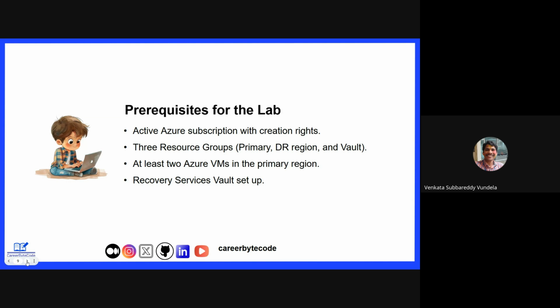Yes. In order to implement this scenario, we have some prerequisites. The first one is an active subscription with the minimum proper rights to create the virtual machines and the virtual network, so that we can set up the environment. Then we'll have three resource groups. You may be surprised why three. One is the primary region where your production applications are running, and the second resource group is for disaster recovery, which should be in a different region.